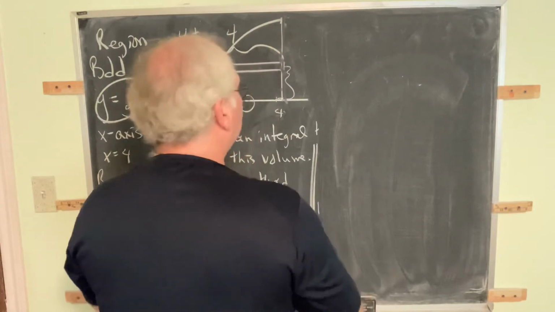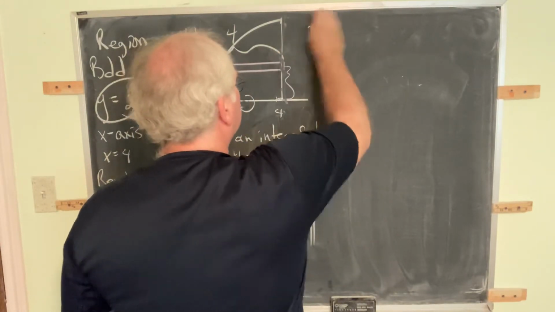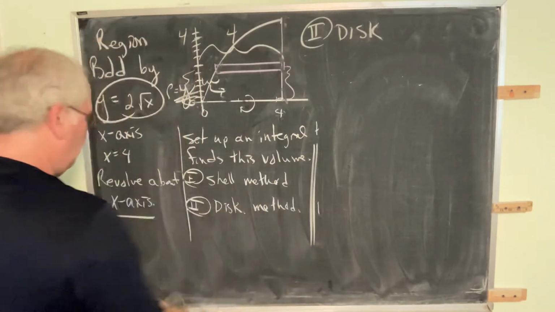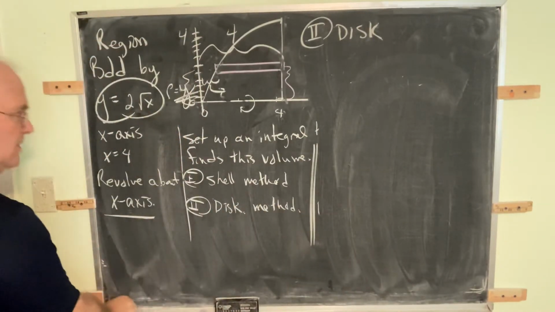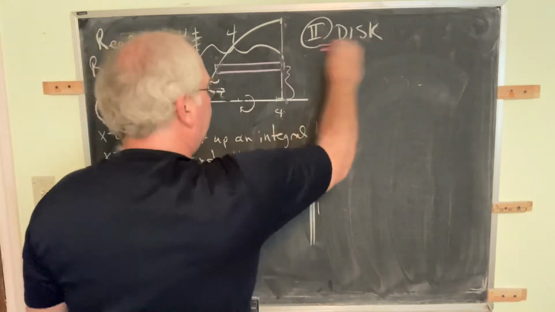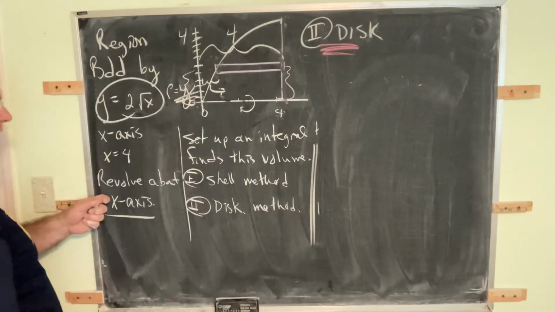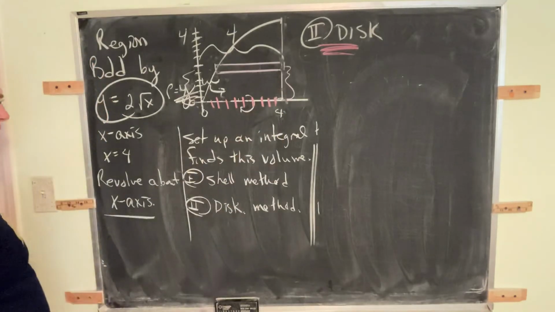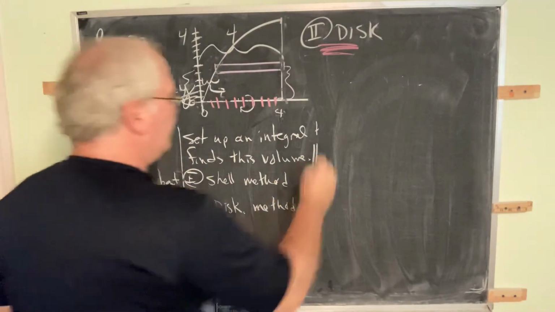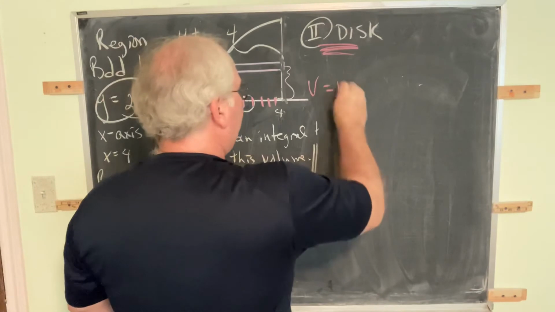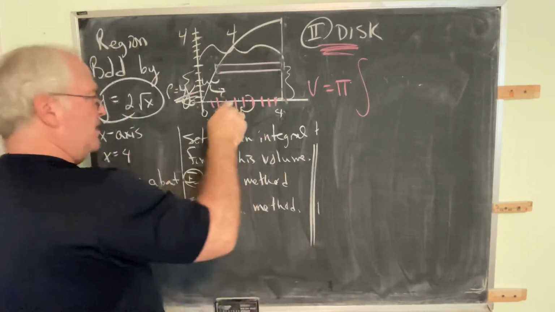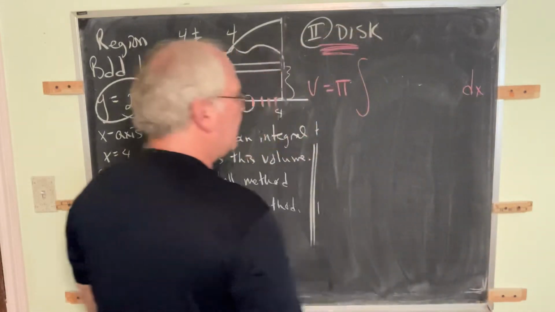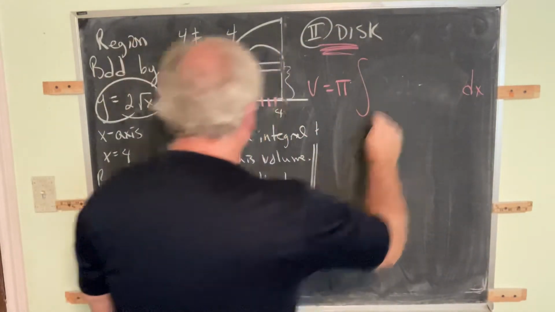And let's work the disk method. Well, the disk method, we're revolving about the x-axis. I'll do the disk method here in red. In the disk method, the axis of partition is the same as the axis of revolution. And in the disk method, the volume is pi times the integral. And since we know we're partitioning the x-axis, this needs to be dx. And what I need is a function for the radius.